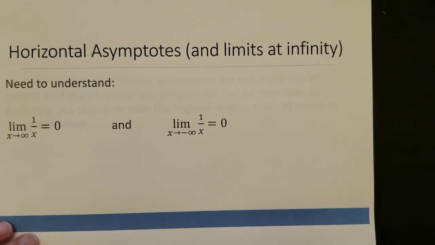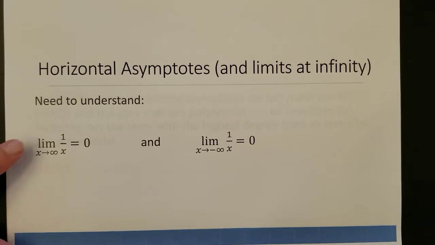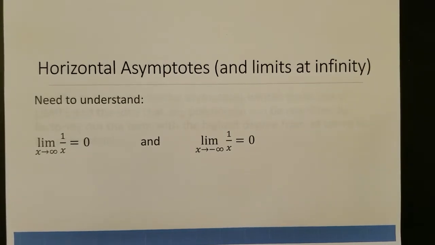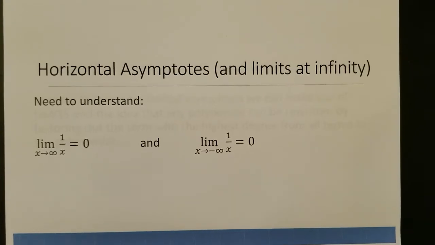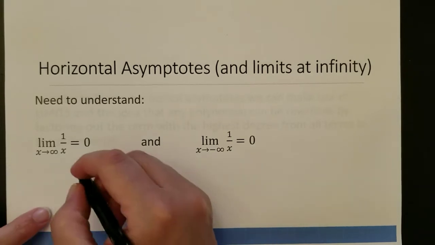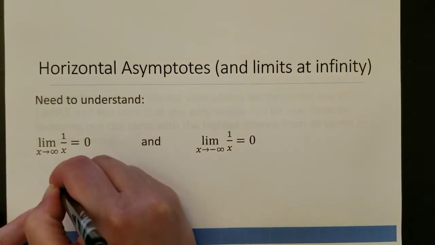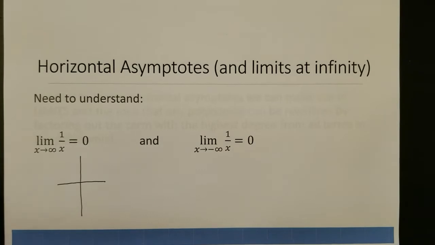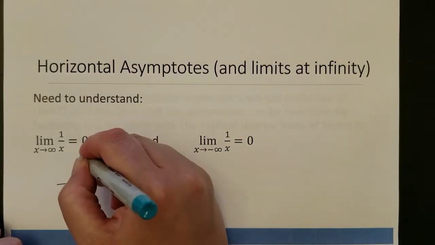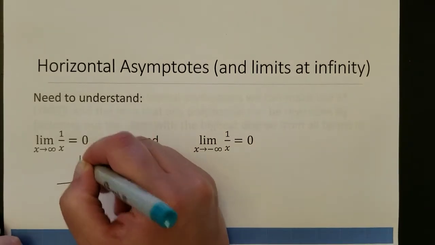Now, with horizontal asymptotes, the really important thing here is to understand this one limit. It's the limit as x approaches infinity of 1 over x, and that limit equals 0. You can think of this graphically. You can look at, say, the function 1 over x. So we can think of this graphically if we did a little sketch of this function.